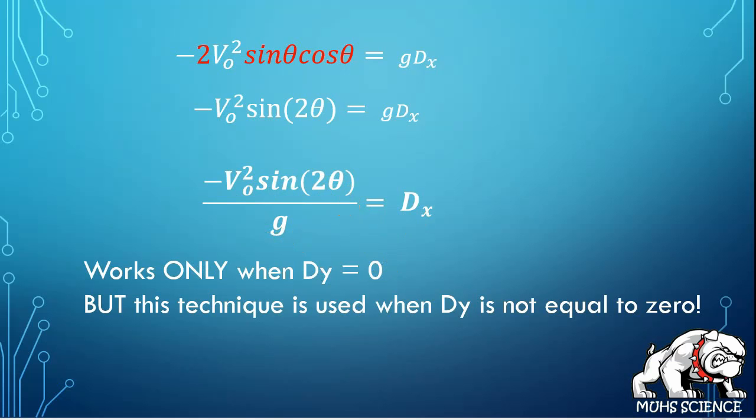If it's not 0, you're still going to use this substitution technique to solve for things. It just doesn't derive into the range equation. So you still have to know how to do this if you have problems where dy isn't 0. You're going to have to do this 2 equation, 2 unknowns. And it's difficult. That's why I want you to be able to derive this on your own and get this math down.